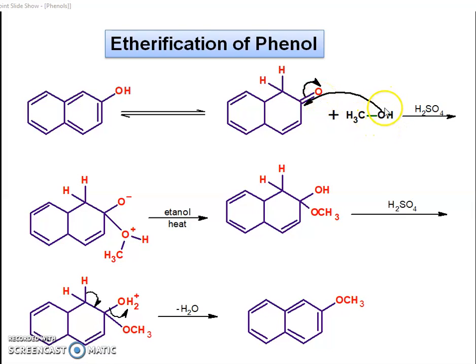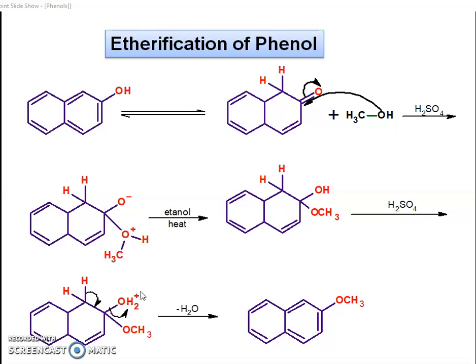Then the lone pair of the oxygen of methyl alcohol attacks this carbonyl carbon to form a negative charge on oxygen here. Then using H2SO4 in ethanol conditions, what happens? This O minus is converted to OH. How do you convert this O minus? It picks up the proton to become OH. Then, since H2SO4 is strong, concentrated acid, HSO4 minus can pick up this proton to form the carbon-carbon double bond here and replace the water molecule.